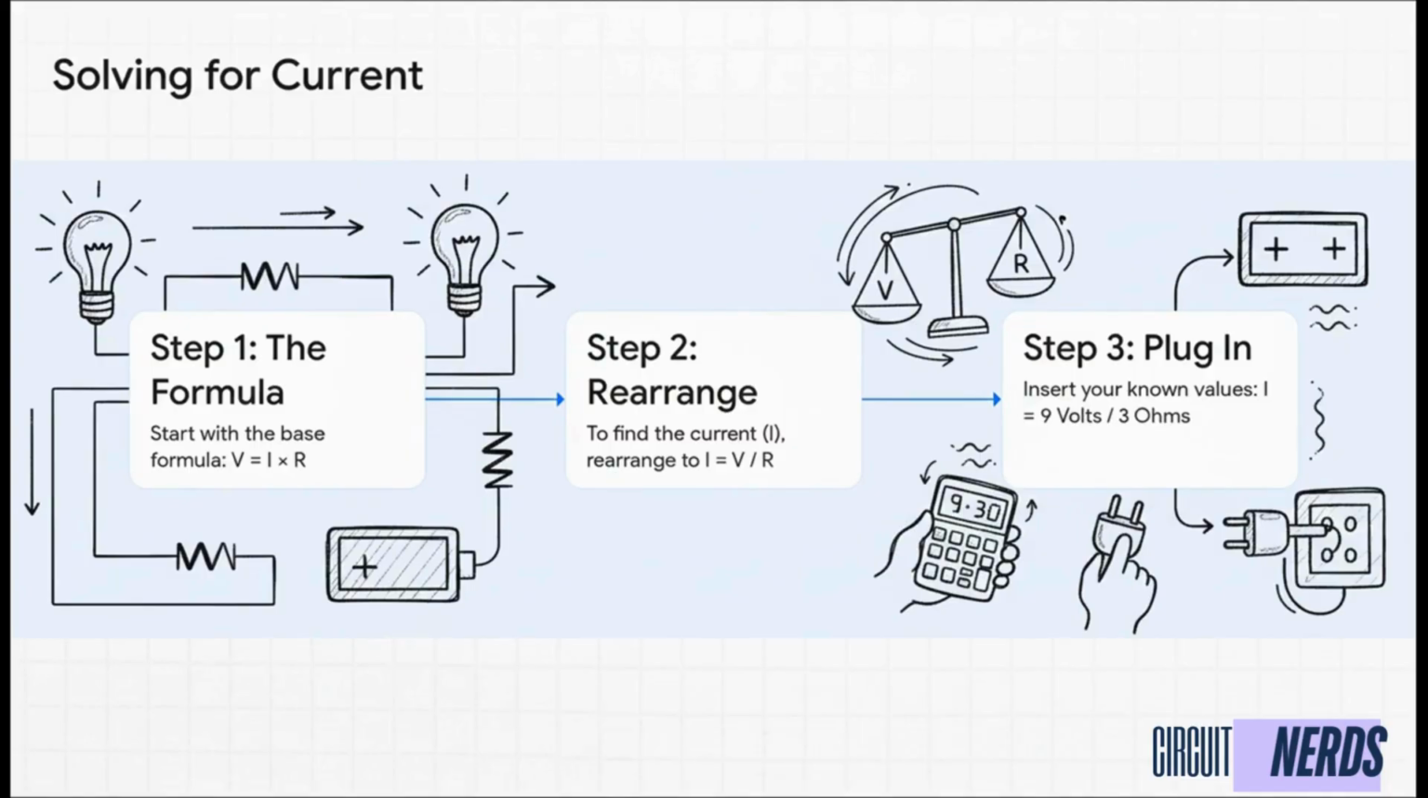So how do we figure this out? Well, first we always start with our base formula. V equals I times R. But we're looking for the current, I. So with a little bit of simple algebra, we just rearrange it. Current I equals voltage divided by resistance. Now for the easy part, we just plug in the numbers we know. 9 volts divided by 3 ohms.